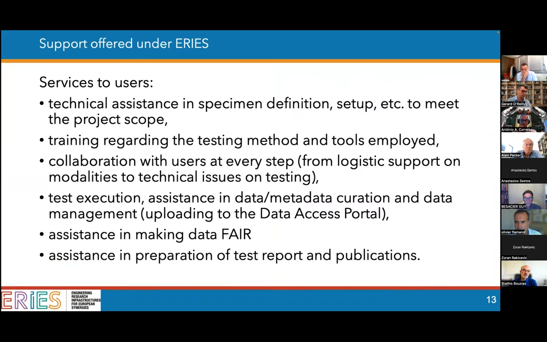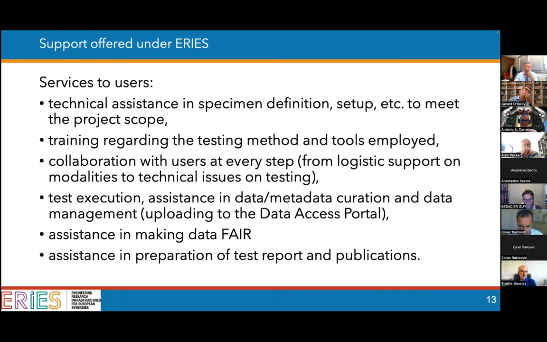In total, the services that can be offered to users include technical assistance regarding the definition of the specimen design, so that it meets the scope of the project. Also training regarding the testing method and tools employed, like the hybrid simulation technique. Collaboration with users at every step, also including logistic support and up to testing issues.